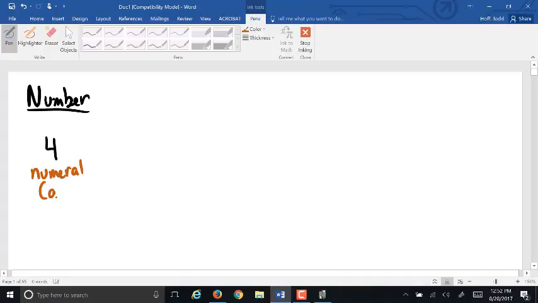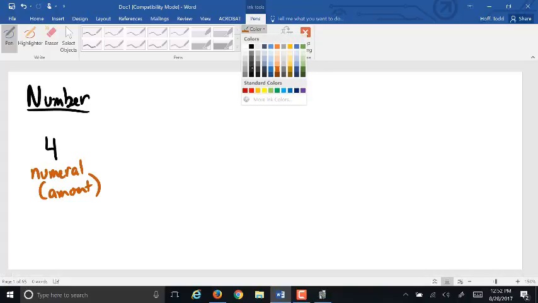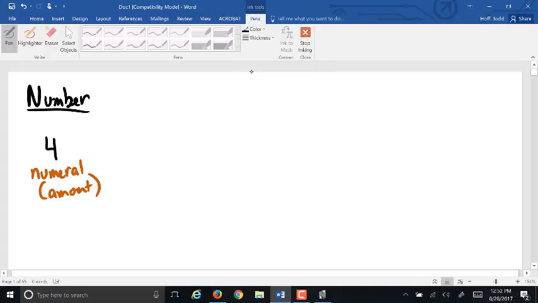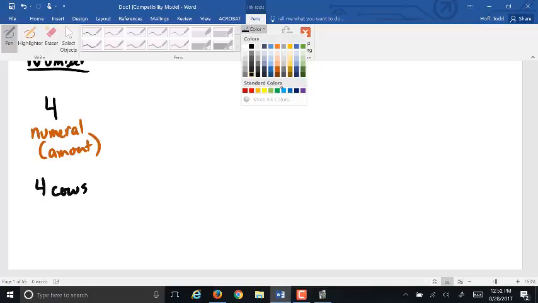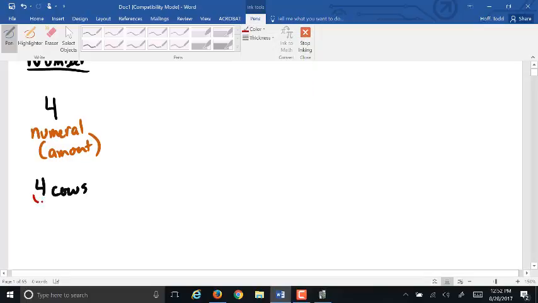It is just an amount. It tells us how much. 4 of something we can count: 1, 2, 3, 4. To truly be a number, it not only has to tell us how much, but it needs to tell us of what. Like 4 cows. That is now a number because it tells us how much we have, but then also of what. So we have 4 here, that's the amount.